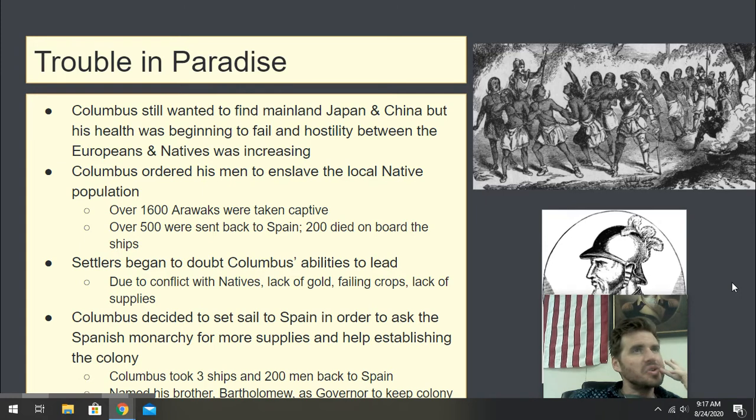There's really no easy way to say this. I'm just going to be honest and be blunt. So, of the 1,600 Arawaks that were taken captive, most of them were women and young girls.